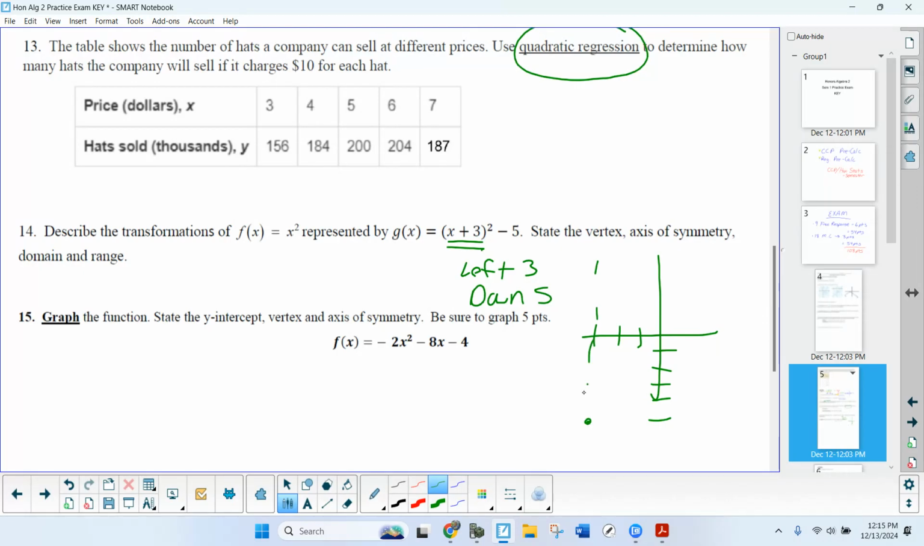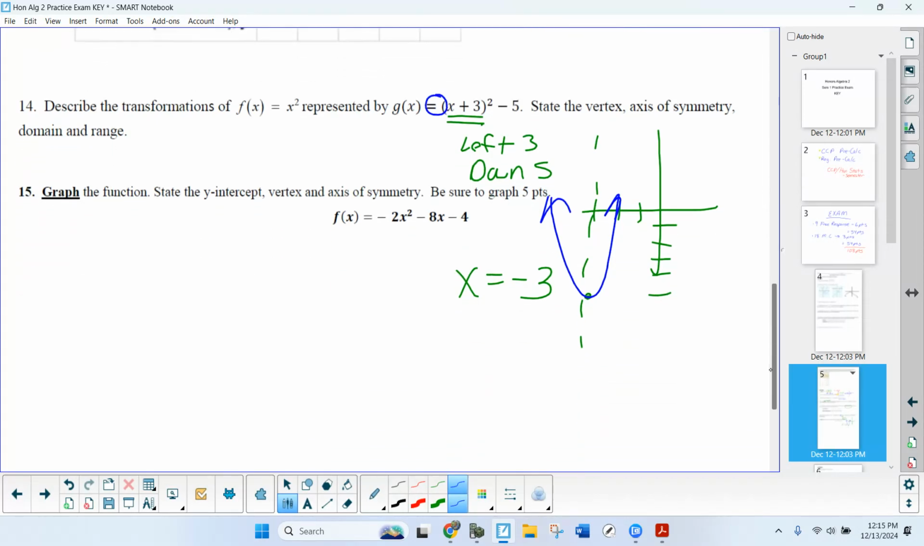So there's your vertex, negative 3, negative 5. What's the axis of symmetry? Be careful, it has to be an equation. X equals negative 3. And so we stated the vertex. Does it open up or down? Why does it open up? Not a negative out front. So what's the domain? All real numbers. What's the range? Everything greater than or equal to negative 5. Good.